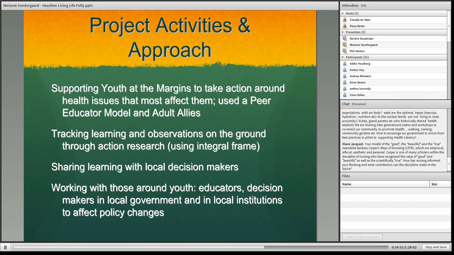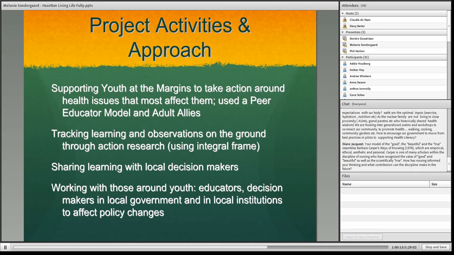And how we did that was we used a peer educator model. So we hired and mentored young leaders to work with the youth, and then we had adult allies working with the peer educators. And what they did is they engaged youth in, as Deirdre talked about, an asset mapping project that took them in a lot of different directions in terms of action. I'll talk about the action in a second, but one of the things that we did as the peer educators were working in the schools and working in communities with other youth, we took time to track the learning and the observations on the ground through an action research process. And we used the integral frame, BC Healthy Communities integral frame for that. And I'll show some examples of that in a second.